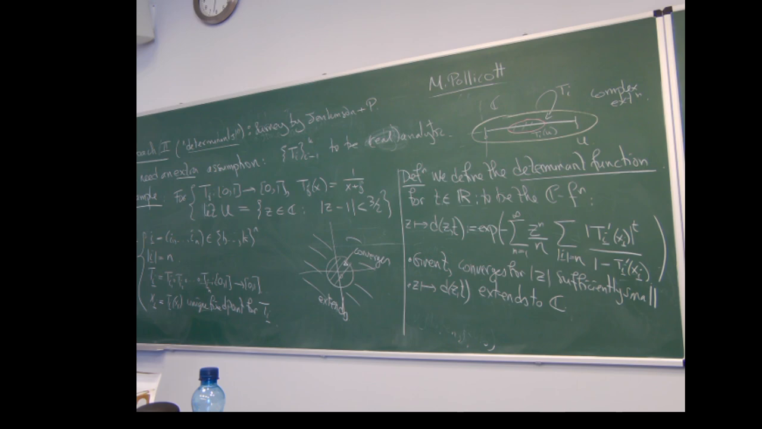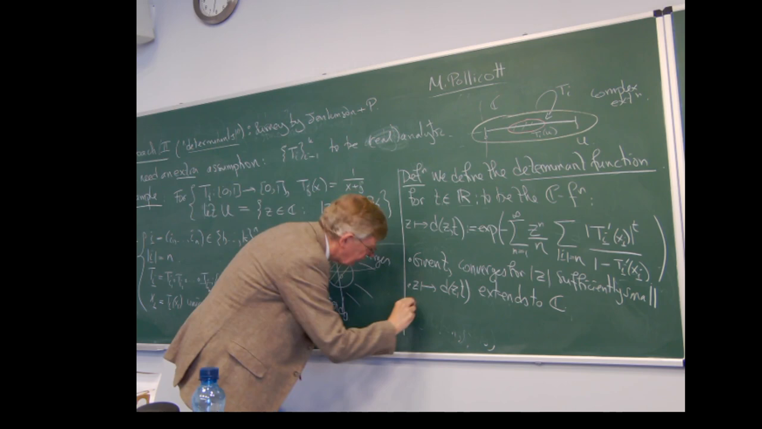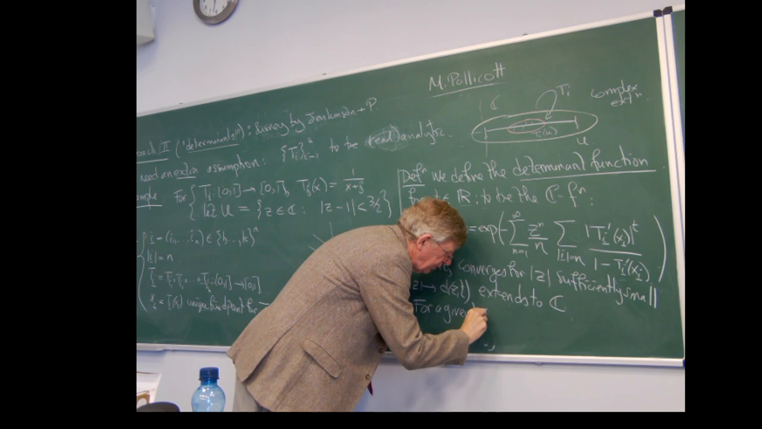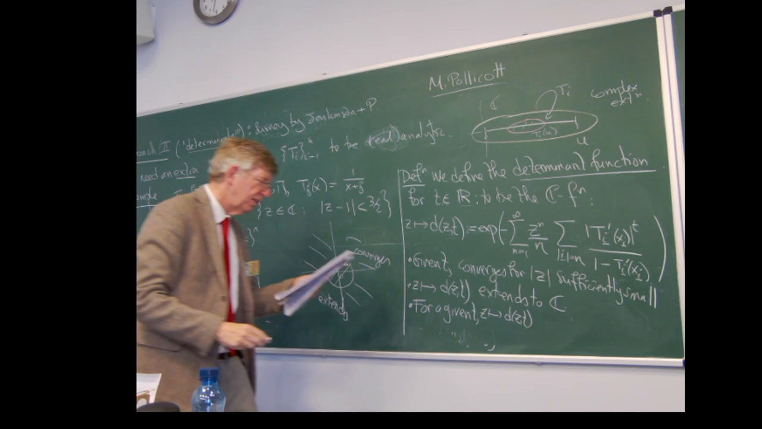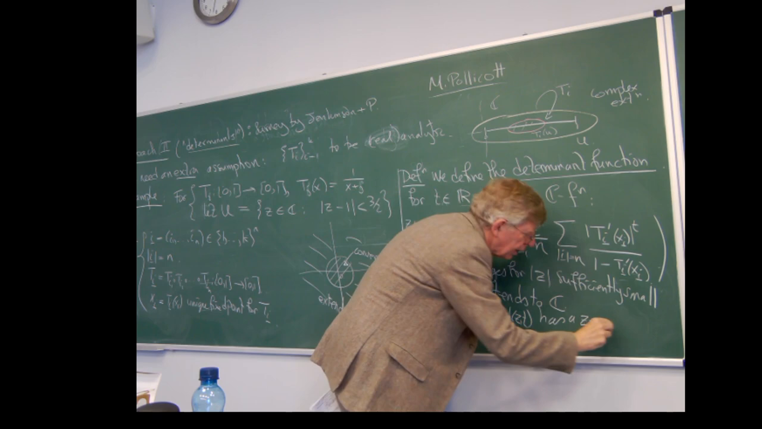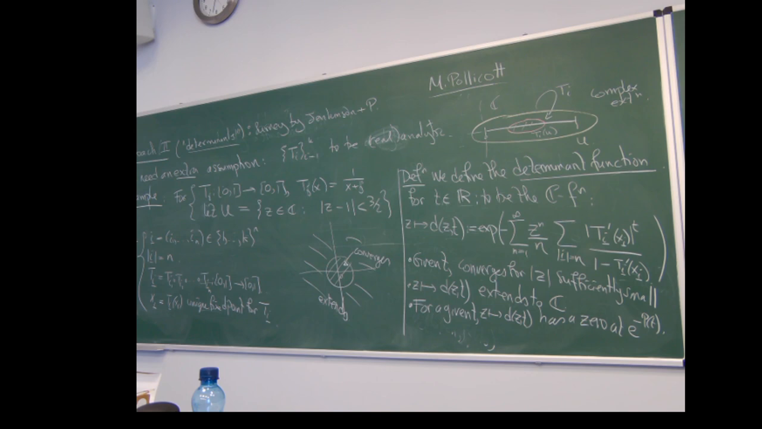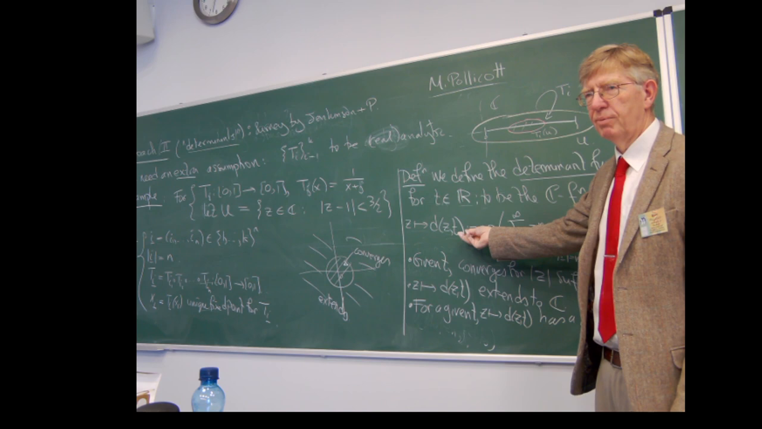And this bit always confuses me, but let's see if I get it right. For a given t, as a function of z, z goes to d_z(t) has a zero at e to the minus p of t. So in order to get a handle on the dimension of our set, what we'd like to know is the pressure function, this guy. And the way to get to the pressure function in this picture is via this complex function.